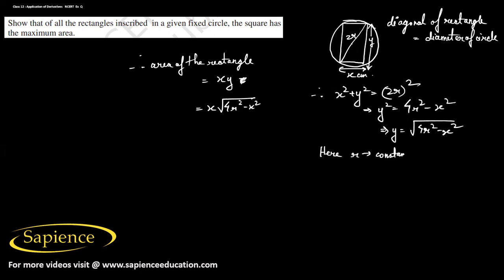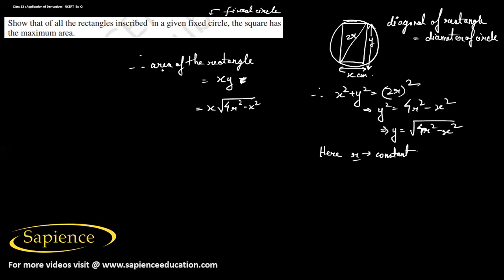Since why? It is told that show that all rectangles inscribed in a given fixed circle. So the circle is fixed here. It is a fixed circle. So fixed circle means it should have a fixed radius. The radius cannot change. So the radius is constant. It means that 2r or this 4r square is a constant. So the only variable is x.